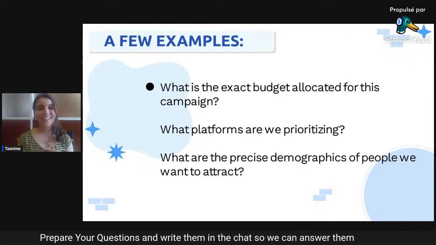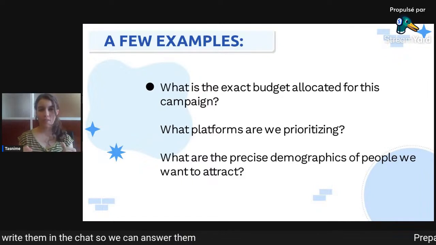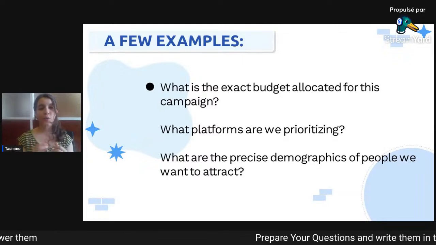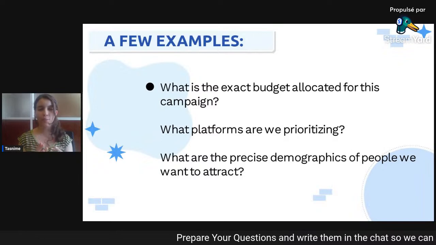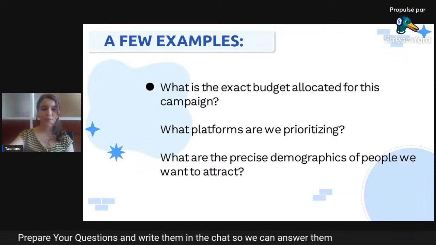Next. So regarding the moderate budget, it's mentioned in documents, but moderate is a very subjective word. So we need to understand exactly the number that is allocated for this campaign to not go over budget.